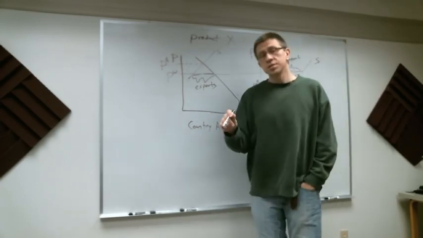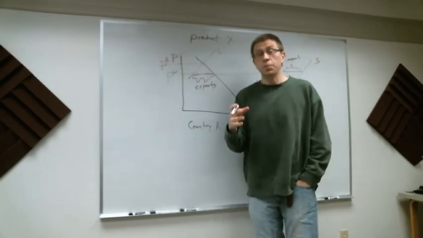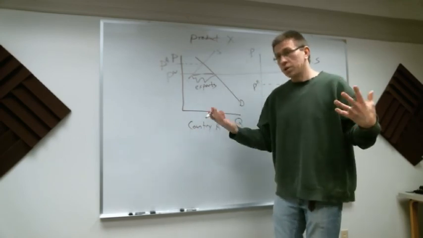Because if they weren't, you could actually see arbitraging. If it's more expensive in one country than another, you could see people buy it in the cheap country and then sell it in the more expensive country. And that would happen until the prices are equal.